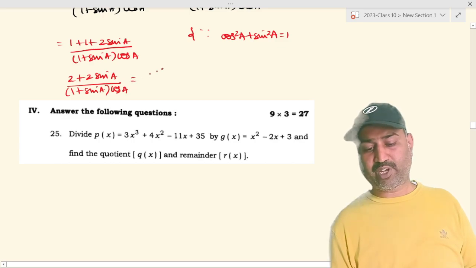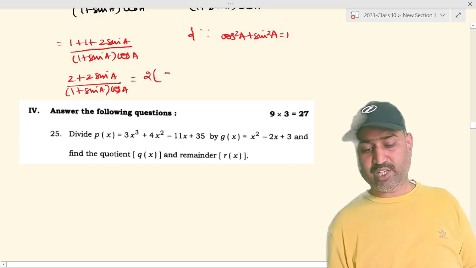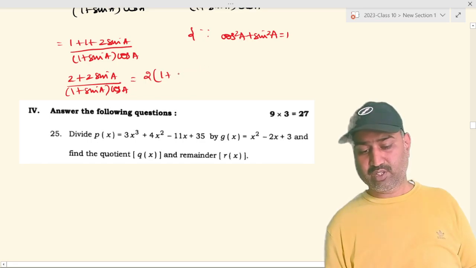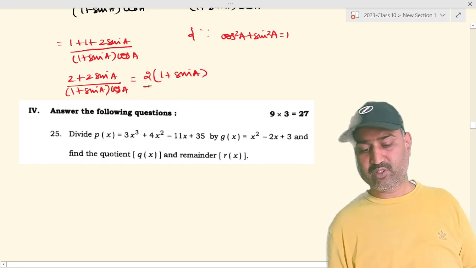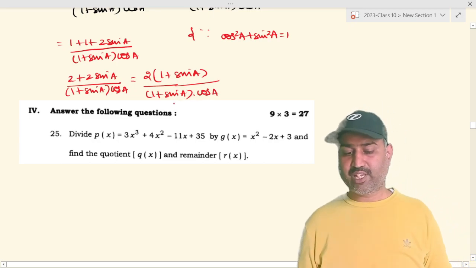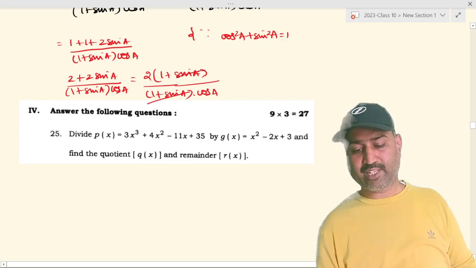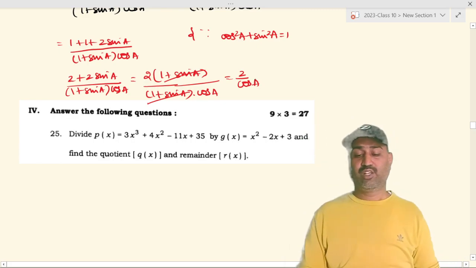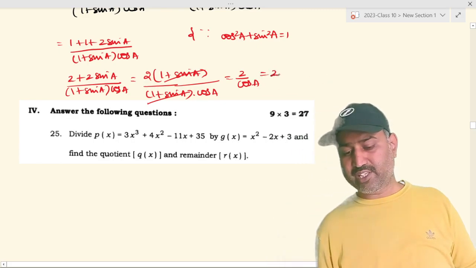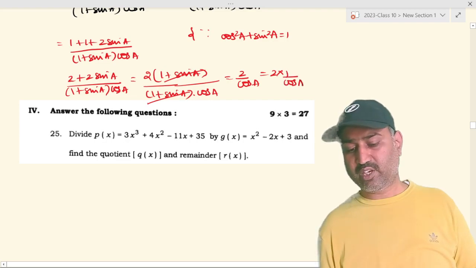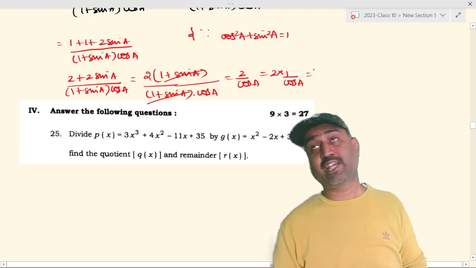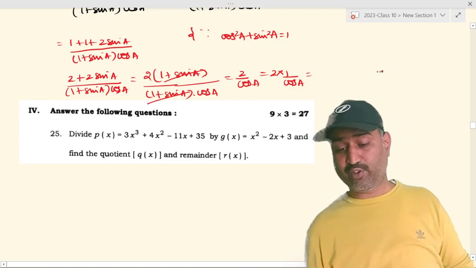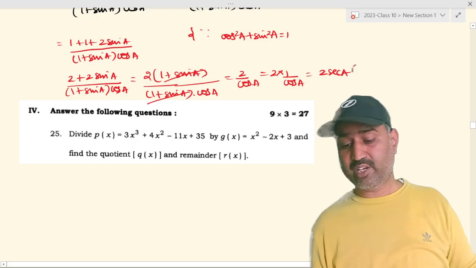Now I will take 2 common out here, 2 into 1 is 2, plus 2 into sin A. 1 plus sin A divided by 1 plus sin A into cos A, right? Now 1 plus sin A, 1 plus sin A is cancelled. I'll get 2 by cos A. Now it is 2 into 1 by cos A, right? We know 1 by cos A is secant A. Therefore it is 2 secant A.